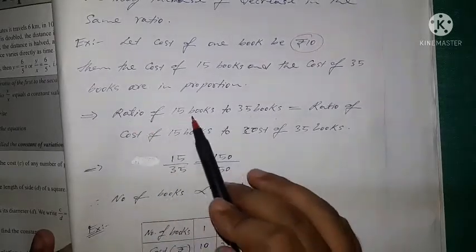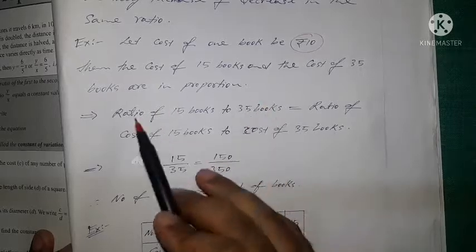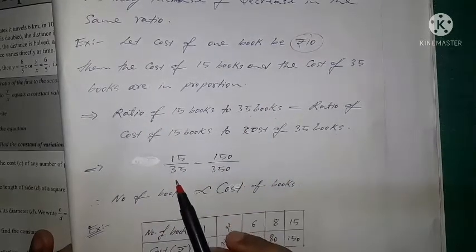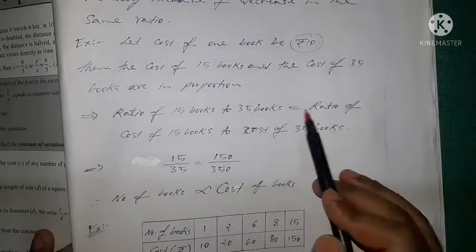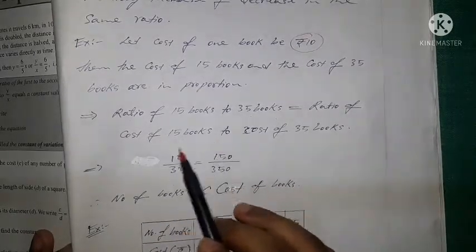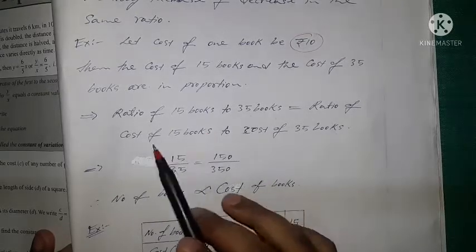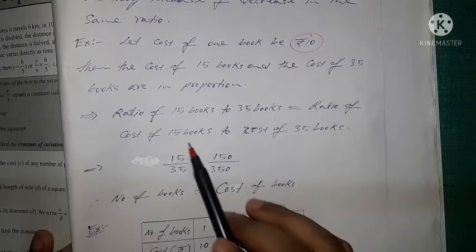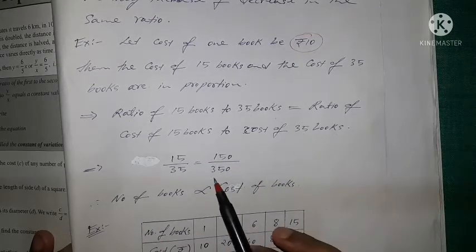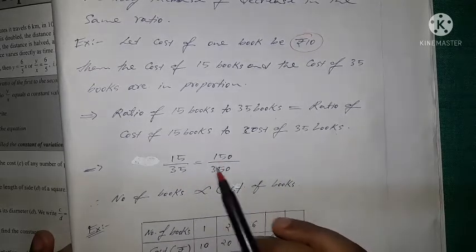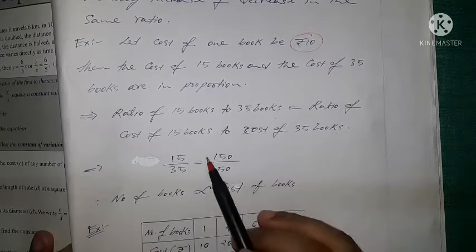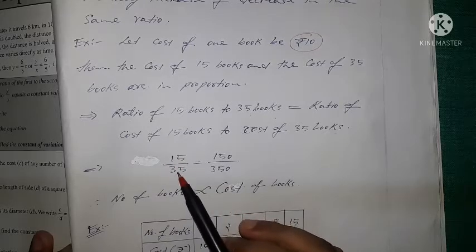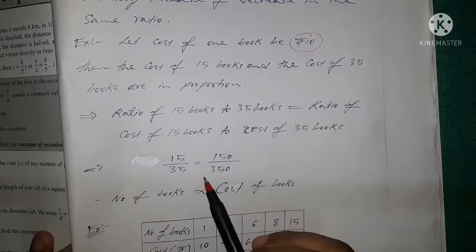Here we have taken only the ratio of the books, that is 15 is to 35, equals the ratio of the cost of the books. On the right hand side, we have taken only the cost of the books, that is, the cost of 15 books is 150 and the cost of 35 books is 350. So they are in proportion. As we can see, if we cancel this 0, it will be 15 by 35, which is the same as the left hand side. So they are in proportion.